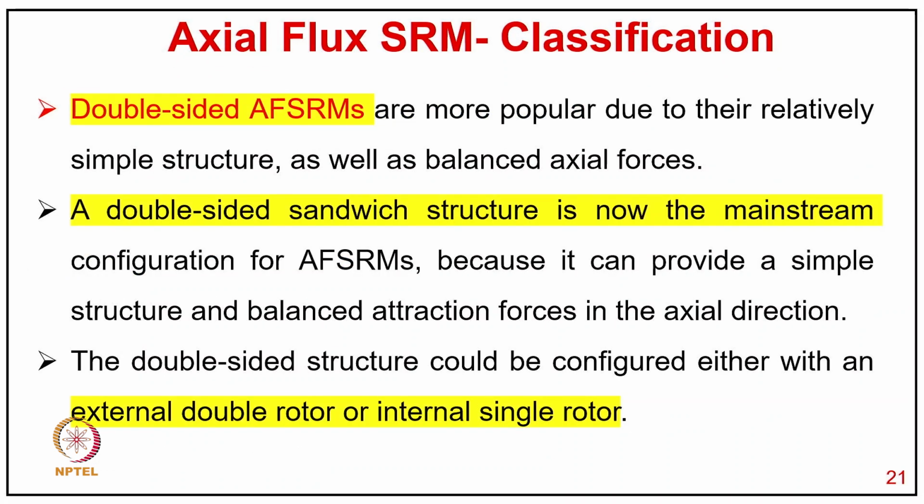Single-sided axial flux machines also have lower torque production capability. However, double-sided axial flux reluctance motors are more popular due to their relatively simple structure as well as balanced axial forces. The double-sided sandwich structure is now the mainstream configuration of axial flux reluctance motors, providing a simple structure and balanced attraction forces in the axial direction. The double-sided structure could be configured with either an external double rotor or an internal single rotor.